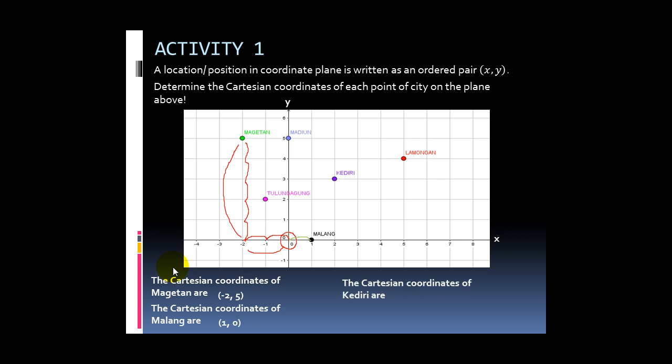And then the third, the Cartesian coordinates of Kediri. Kediri, sebelah kanan ya. From the origin, we must go right, 1, 2, and then go up, 1, 2, 3. So the coordinates of Kediri are (2, 3). Jadi ke kanan kiri dulu untuk menentukan x koordinat, baru ke atas atau ke bawah untuk menentukan y koordinat.